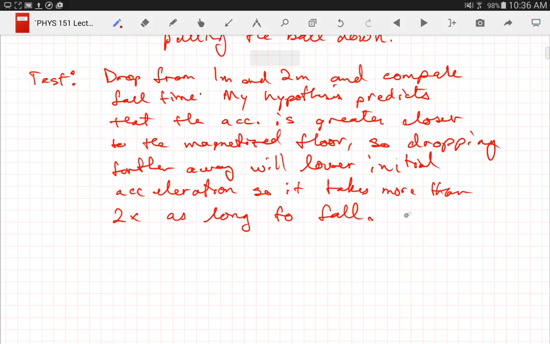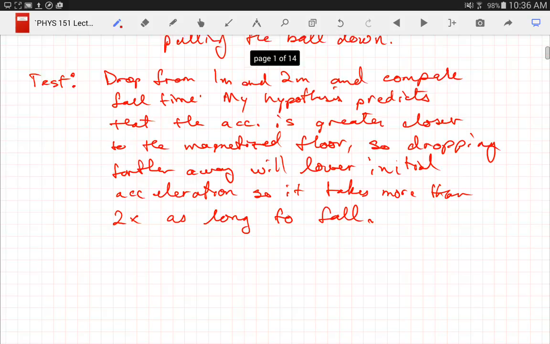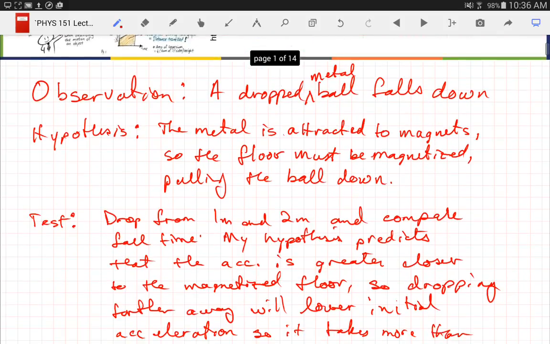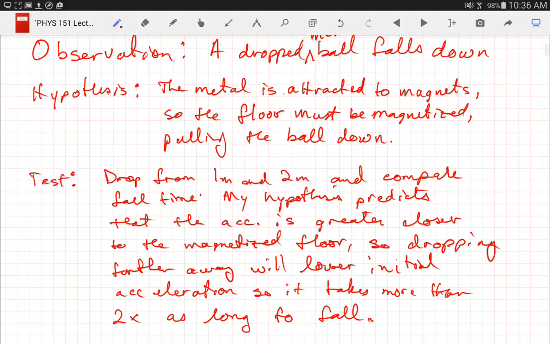And so then I do my test. If it takes more than 2 times as long to fall 2 meters, then I have confirmed my hypothesis. If it takes exactly twice as long, it failed. If it takes less than twice as long, it failed. That's the kind of thing you're supposed to have for that hypothesis and test part.